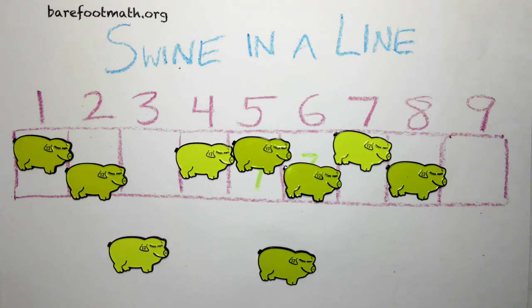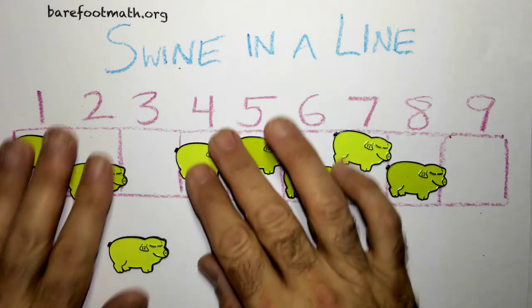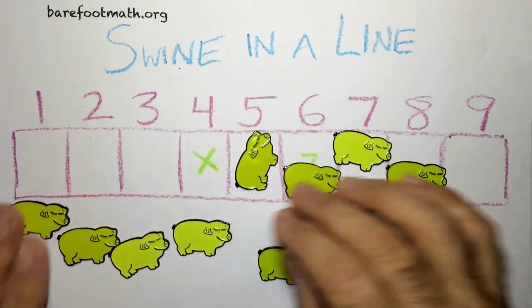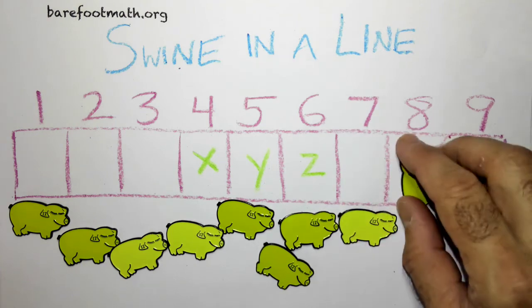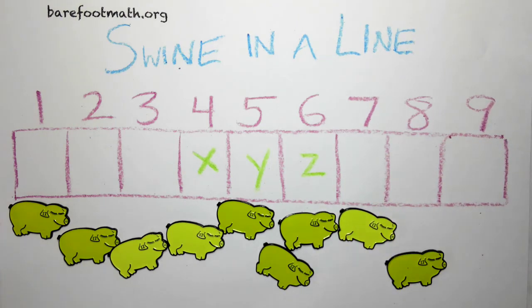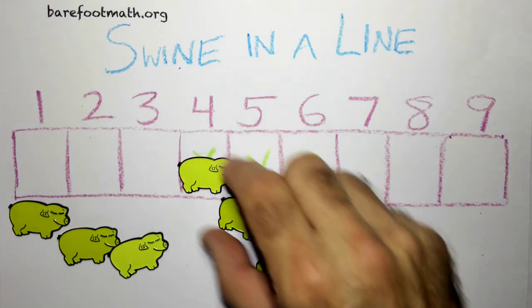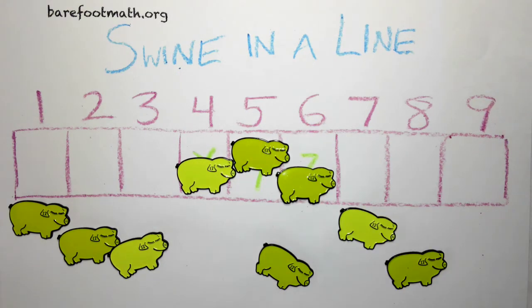Not knowing ahead of time how much value to assign to the respective pens, a mathematician might temporarily treat them as unknowns. Say, pen 4 has value x, pen 5 has value y, and pen 6 has value z. So, for instance, if there were pigs in just those 3 pens, the total value of that position would be x plus y plus z. But how should we choose x, y, and z?